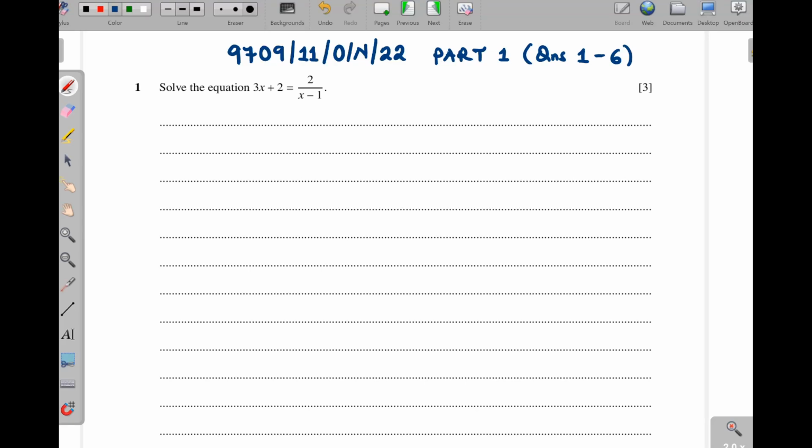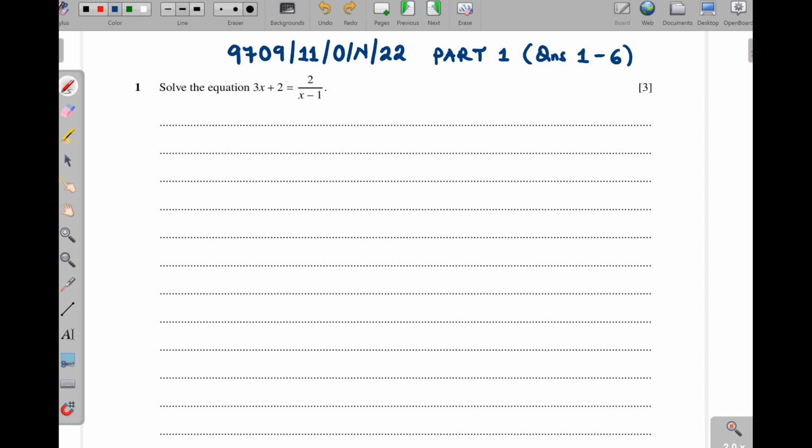Today we are looking at AS Pure Mathematics 1, paper 970/11 for October/November 2022. This is for part 1, questions 1 to 6. Question 1 is coming from quadratic equations. They're saying solve this equation here.